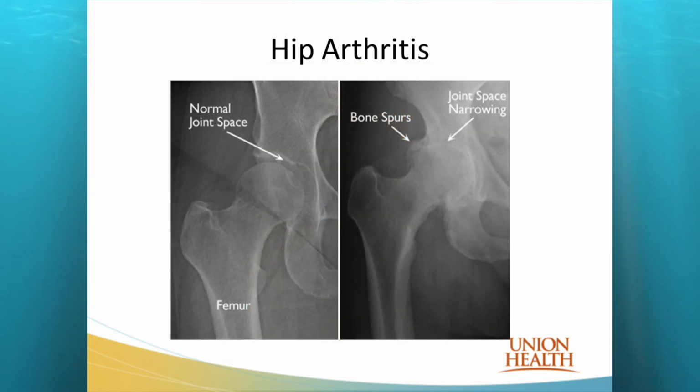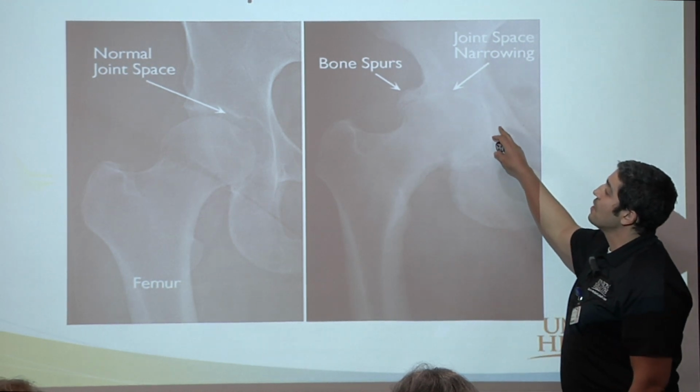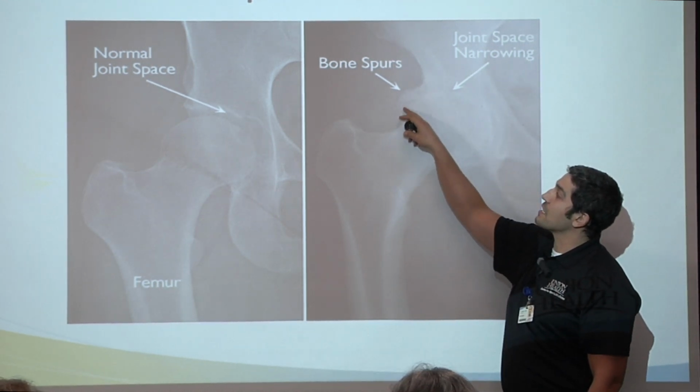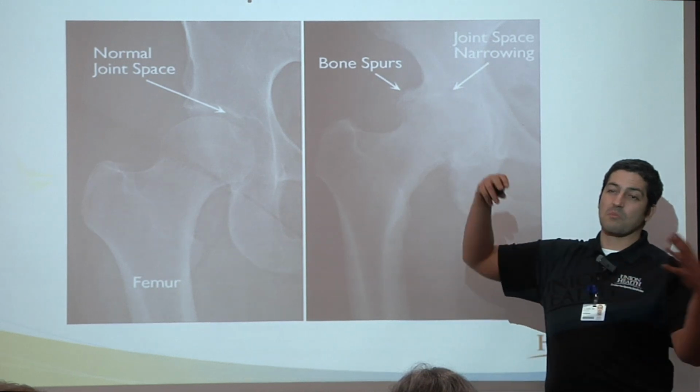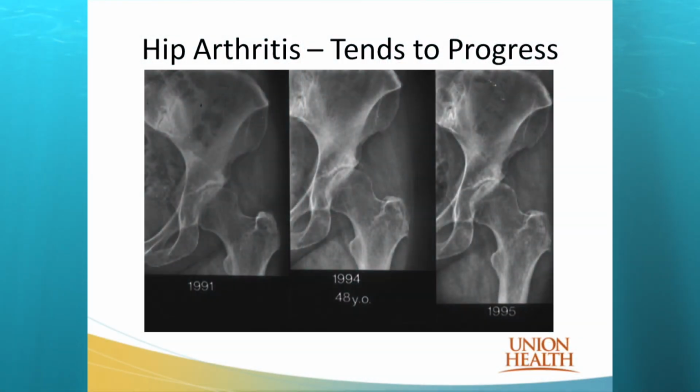If you look on the left side, you can see normal joint space. When you're looking at a ball in a socket, you should be able to see a whole bunch of space between the end of the socket and the top of the ball, and that's where the joint lives, where the cartilage lives. Over time, that space will kind of pinch down and get smaller and smaller, and you can lose the space almost altogether. The way the body tries to accommodate that is by making bone spurs and making more space. It ends up making more bone to accommodate the increased force that it's seeing.